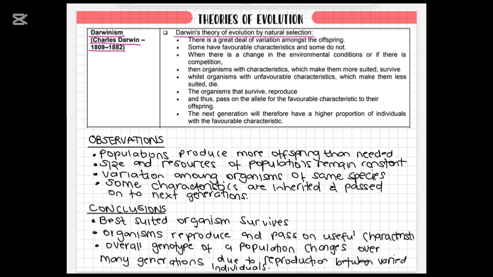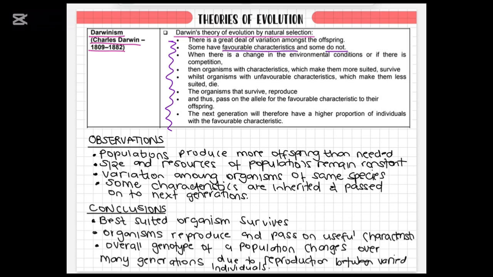Now, we should be able to use these observations and conclusions to describe evolution by natural selection. Here, we have a nice description from the exam guidelines, which states that there is a great deal of variation among the offspring. Some will have favorable characteristics and some do not.